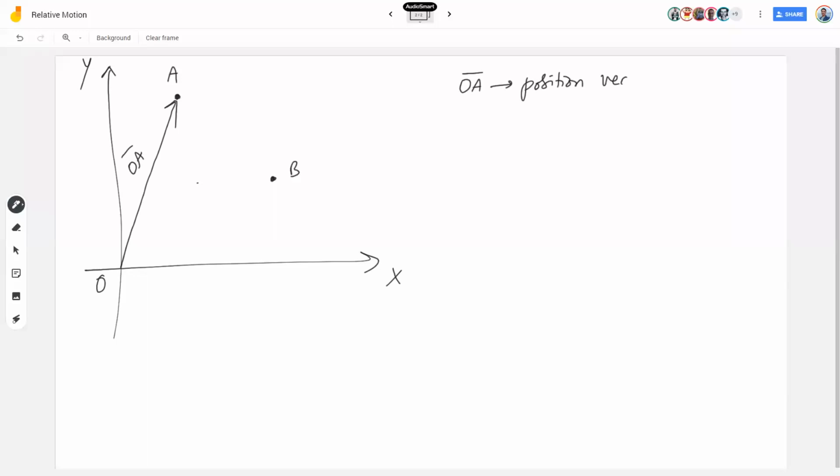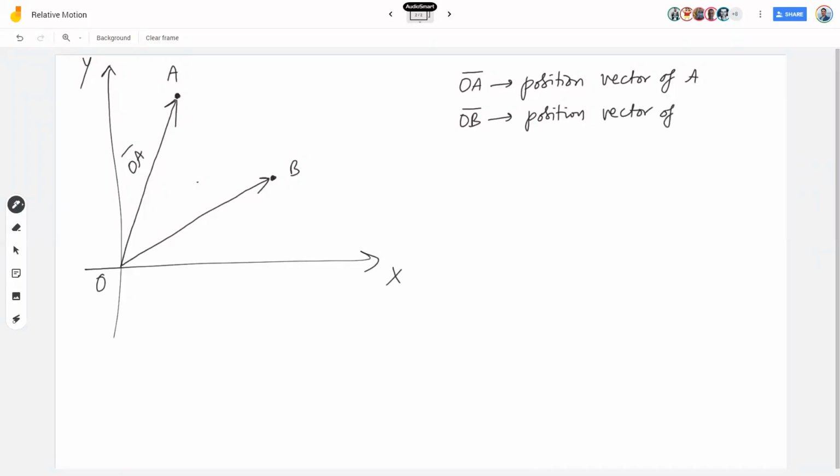We already saw this in vectors. OA bar is called the position vector of A. Similarly, OB bar is called the position vector of B. Meaning, say for example, if A is (2, 3), it means OA bar is equal to 2i cap plus 3j cap. That is all. Very simple. If B is, say, further, I can say B is (3, 1). In that case, OB bar is nothing but 3i cap plus 1j cap. So this is what it means. OA bar means this, OB bar means this.